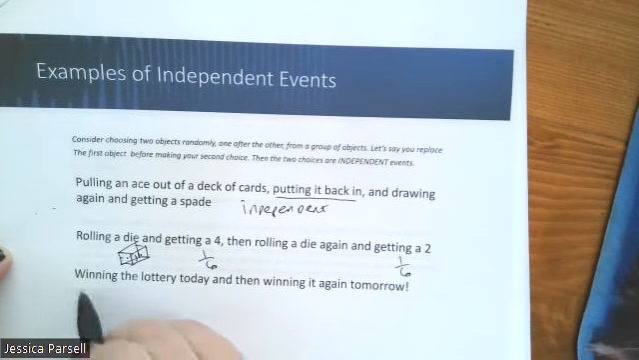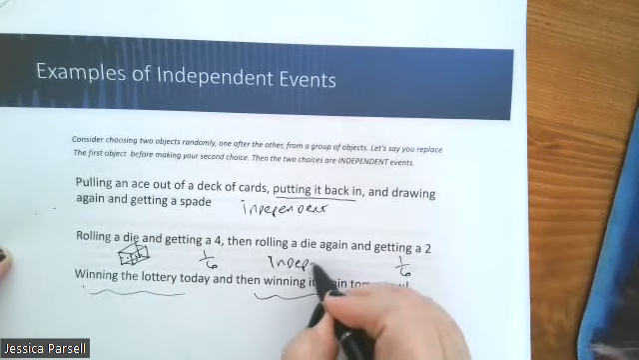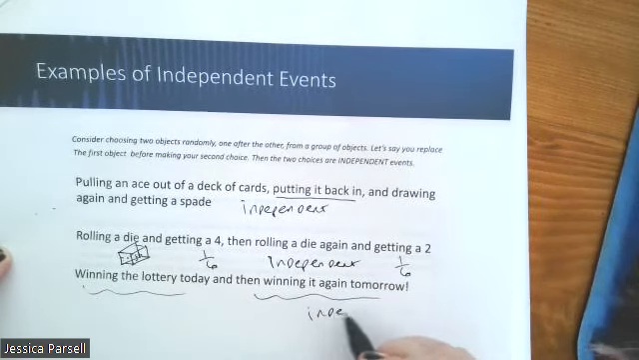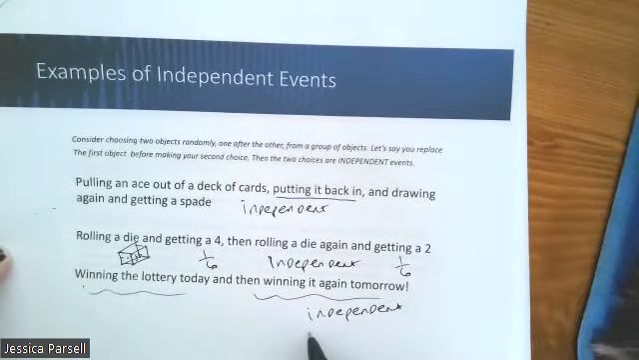How about, this would be fun, winning the lottery today and then winning it again tomorrow? These are all independent of each other. If you win the lottery today and they start the lottery all over again and you win it again tomorrow, those are independent events. It doesn't matter if you won it today, you have a fresh chance and the same equal chance of winning it again tomorrow.